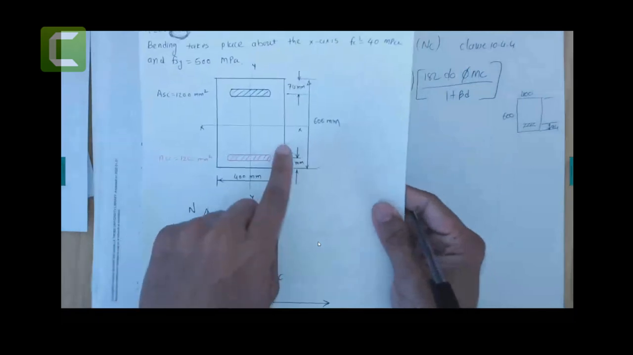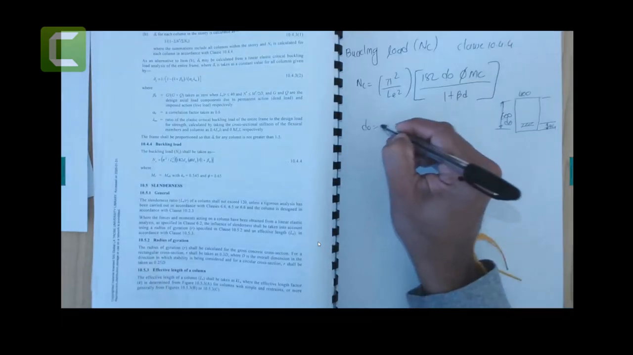Effective length, we know. D0, what is d0? Basically, if you draw the cross section 400 by 600, you have this reinforcement here. We don't know what the reinforcement is. You have this 74 given to you. Where is it given to you? If you go back to our example, this is the cross section we are working on. So you have 74 given to you. So if you want to find this d0, that is basically 600 take away this 74.